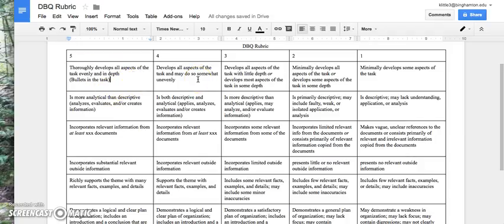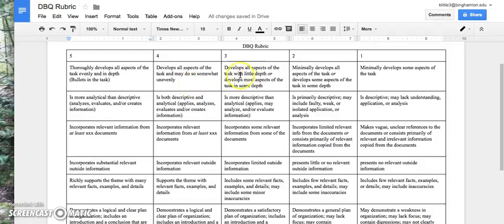To get a 4, which is also still very good, you developed all aspects of the task, but maybe you did so somewhat unevenly. So let's say it's a DBQ about Martin Luther and Gandhi and some other person you never heard of. You know a whole heck of a lot about Martin Luther, but you really can't remember the details of Gandhi, but you remembered enough that it was pretty solid. That would be a 4, that you really nailed it on Martin Luther, pun, but you really kind of fell short on Gandhi, but you still had enough to get by.